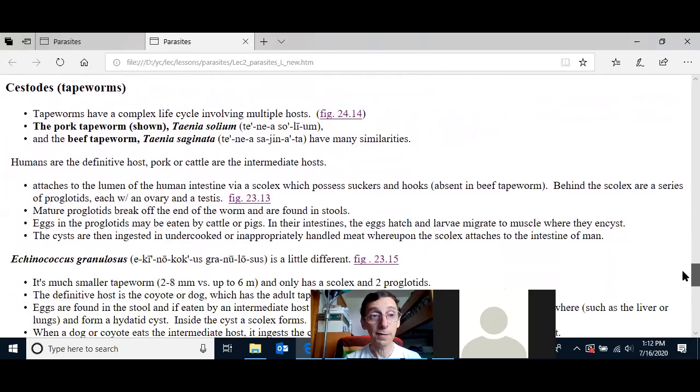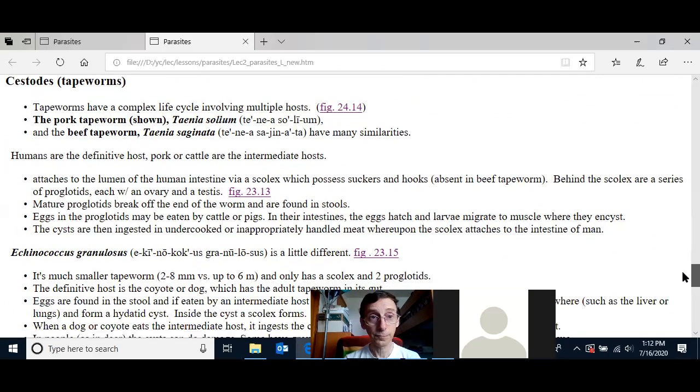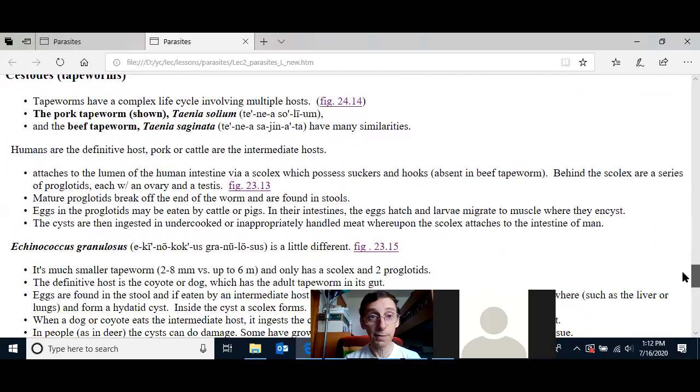So let's talk about the cestodes, and the common name for those are tapeworms. Remember that all of the cestodes are parasitic. The tapeworms have a complex life cycle involving multiple hosts.